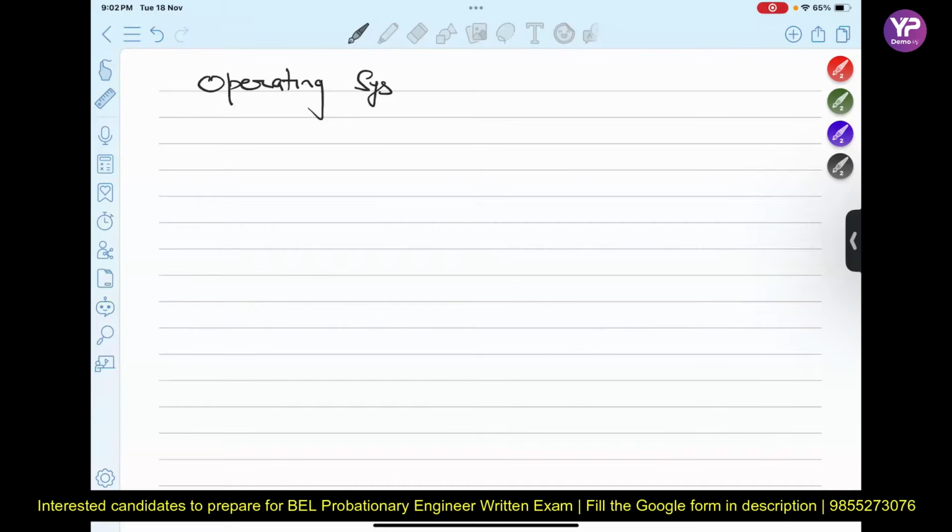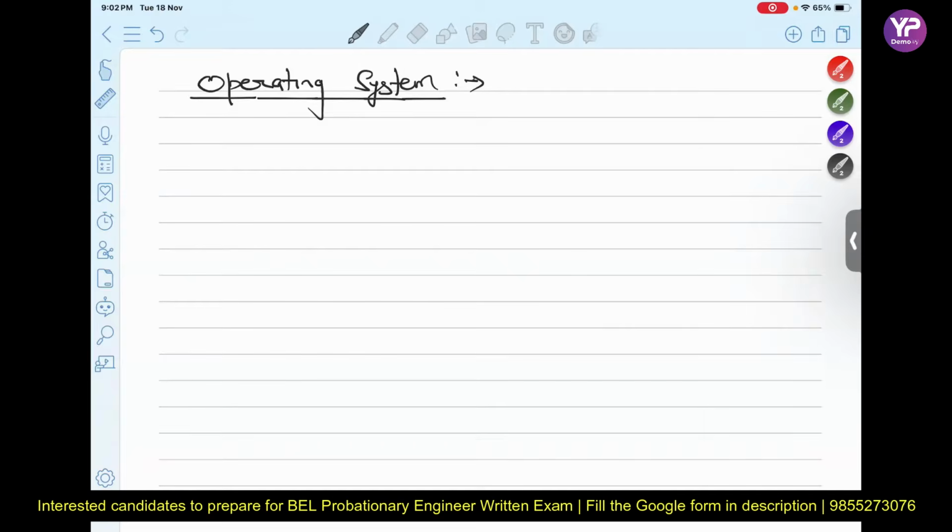Yes, sir. So today we are going to discuss operating system. We are going to start our new subject that is called operating system. Fine. Can you just tell me what is operating system? Any idea about operating system? Operating system is interface between the user and systems hardware. User and hardware. Very good.